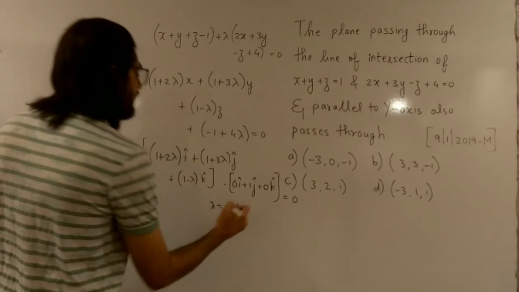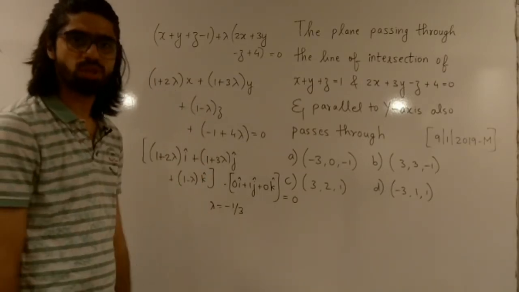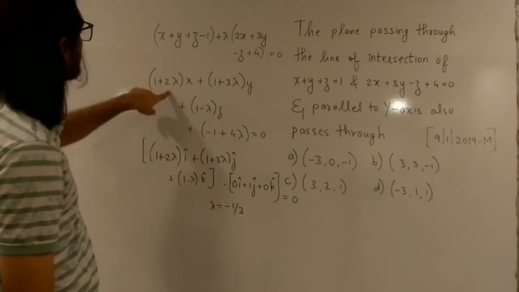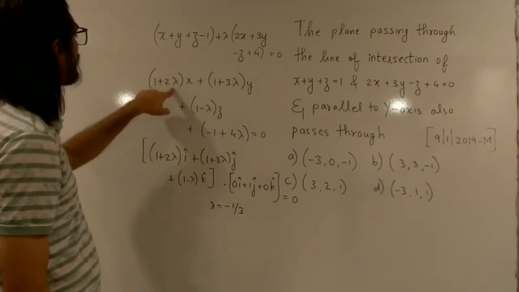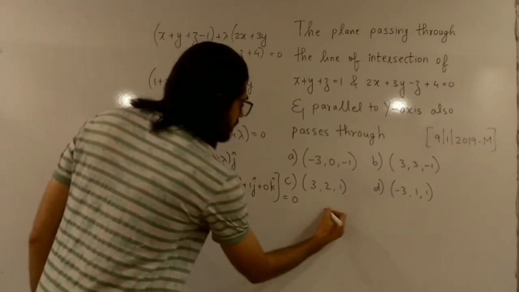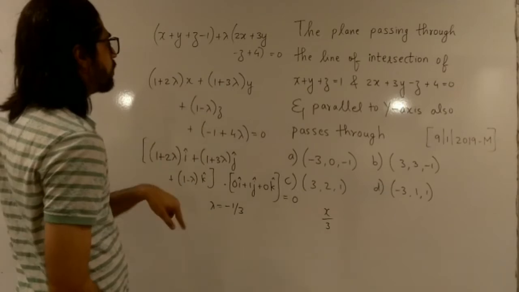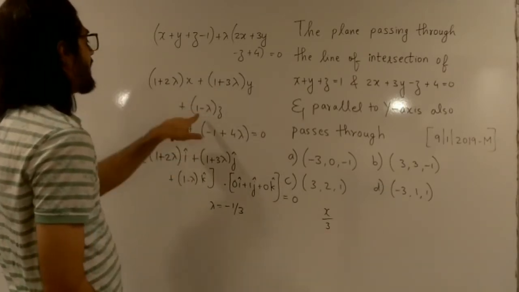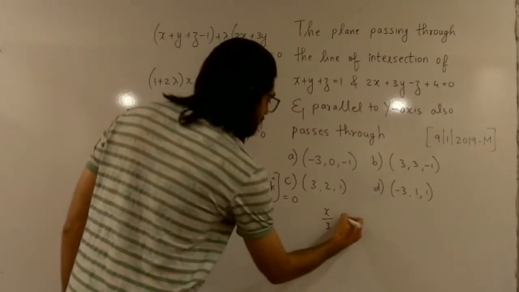The moment I put lambda as minus 1 upon 3 in the equation of my plane, I get the equation of the required plane. So put lambda as minus 1 upon 3 here. You have 1 minus 2 upon 3, which is 1 upon 3. So the first term becomes x upon 3. This will be 0. So I will not have any term in y. And 1 minus of minus 1 upon 3 makes it 4 upon 3. So I have plus 4z upon 3.